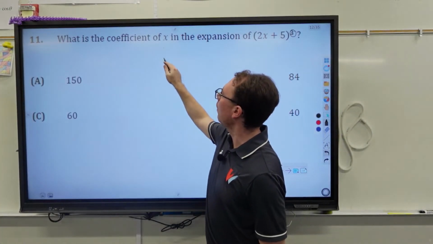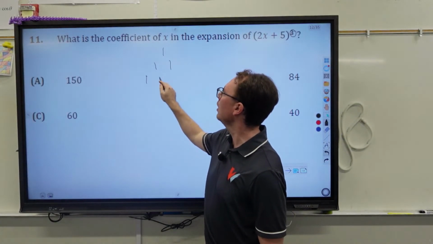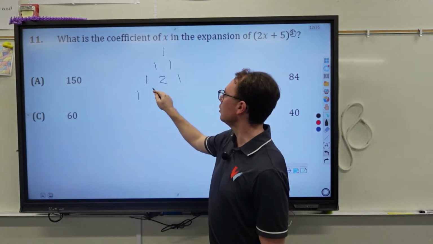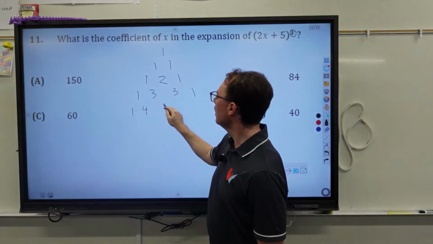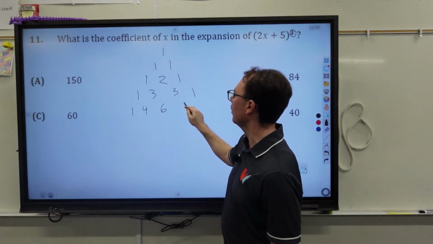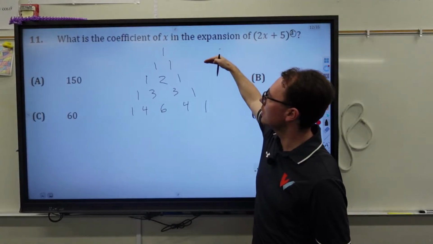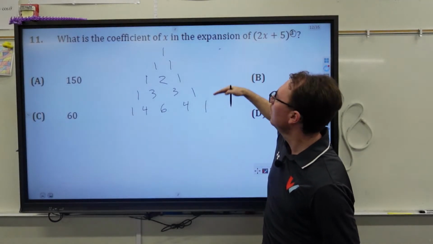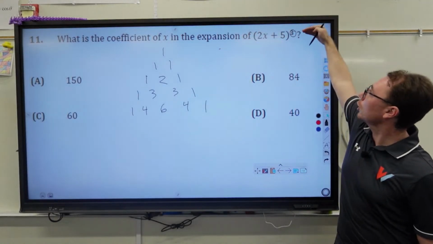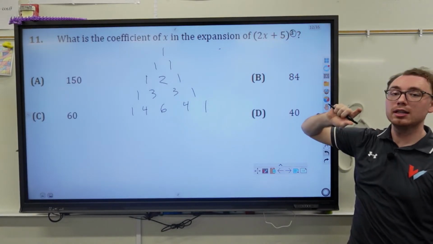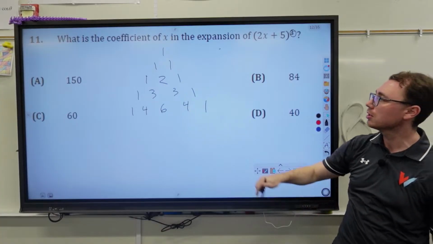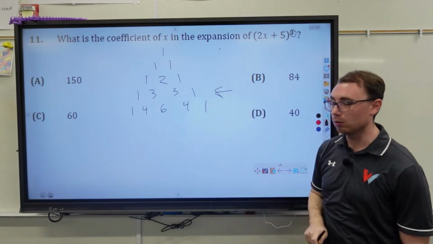Pascal's triangle has 1 on each side, and you keep adding the two numbers above it to make this larger triangle. In this case, we don't need to go down as far as I'm going here. First, second, third, fourth, fifth row. Since we're doing this third exponent, where we're taking (2x + 5) times itself two more times, we're dealing with this third row.